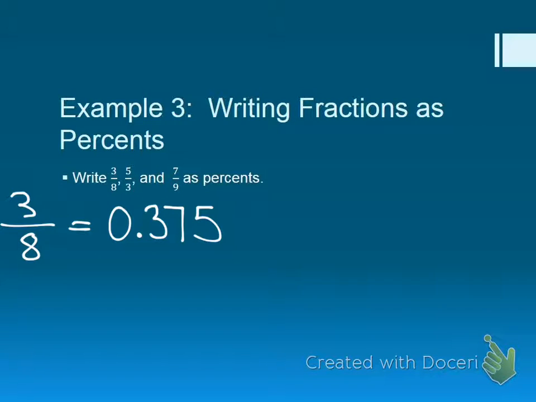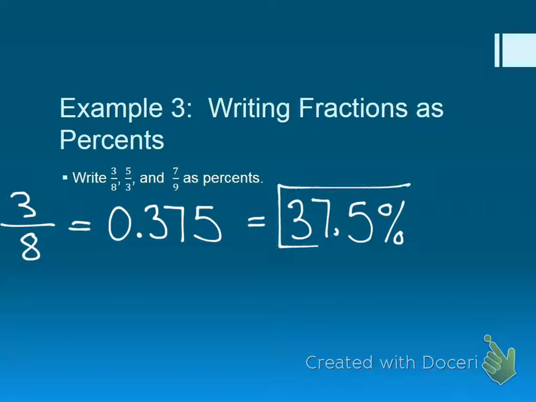0.375. Now that you have a decimal, you can now write it as a percentage. What would it be as a percentage? 37.5%. Okay? Now, on your homework tonight, I do want to see this middle step here. Okay? Change the fraction to a decimal, change the decimal to a percent, and you're good to go.